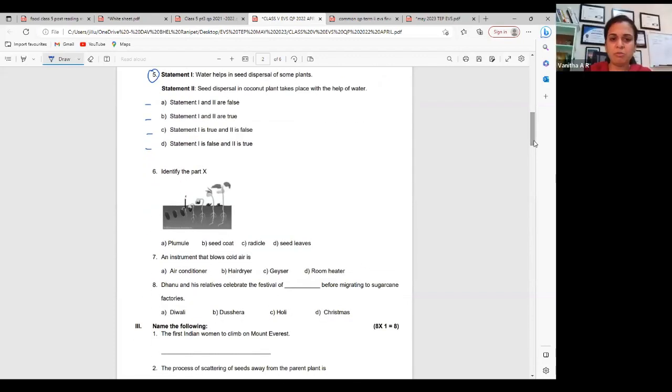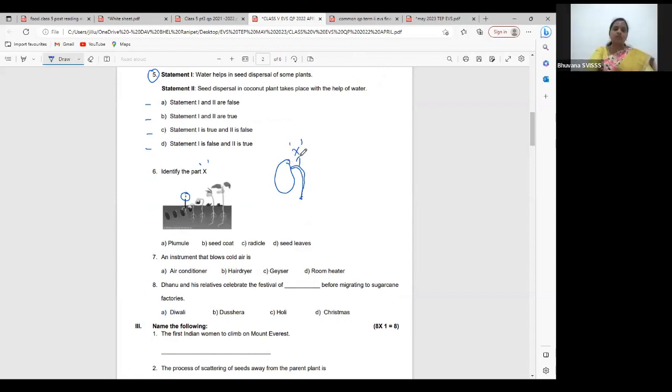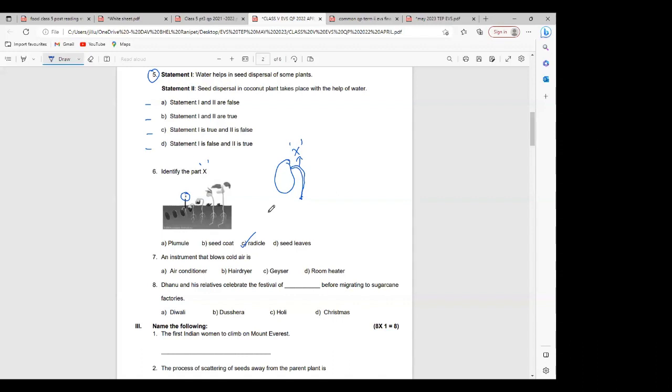So I believe this type of picture questions you would have asked. Now identify part X. So this is the part X. From the seed, it comes down. It's labeled as X: plumule, seed coat, radical, or seed leaves. Is it radical? What comes first? The radical. Plumule? No, ma'am, radical comes first. It is the radical part, the root part. Yes, ma'am, root. The first part.